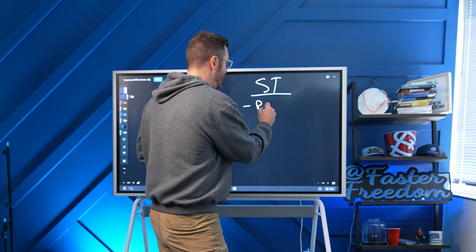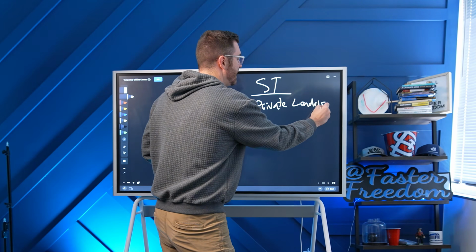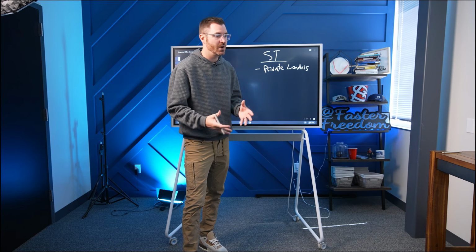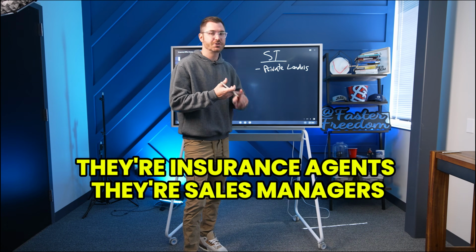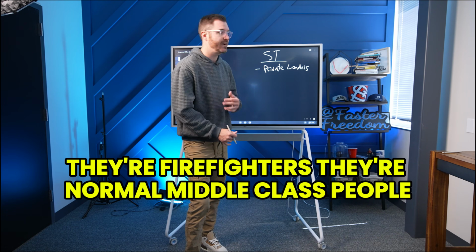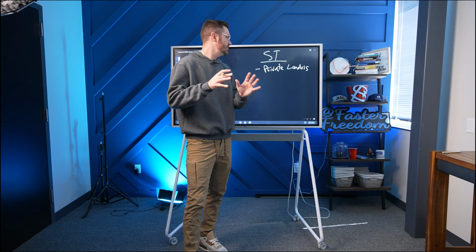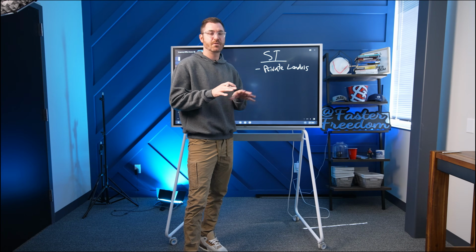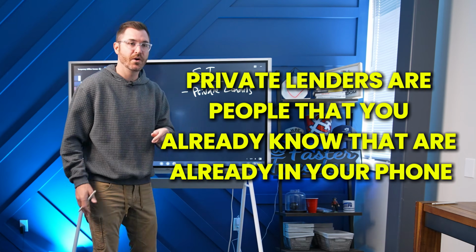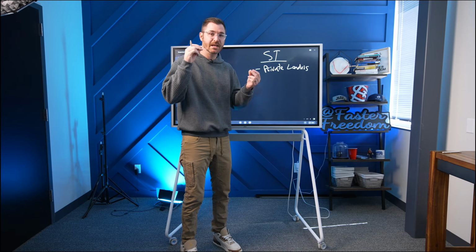The first one I want to talk about is private lenders. Private lenders are normal, everyday people that lend you money to invest in real estate. They're people that you know. They're teachers, engineers, insurance agents, sales managers, architects, police officers, firefighters, normal middle-class people. Now pay attention to this. If you have a pen, make sure to write this down. This is the number one thing I want you to take from this entire video: private lenders are people that you already know, that are already in your phone. You may not have the right pitch, the right presentation, or the right relationship to get money from them tomorrow.